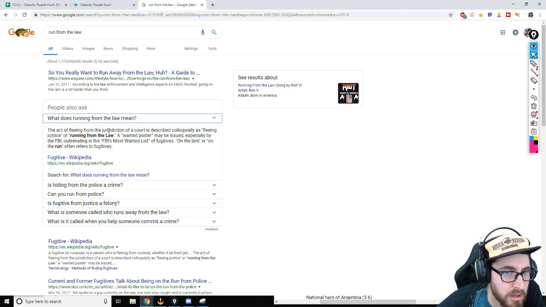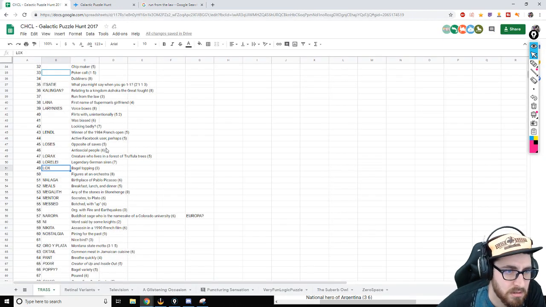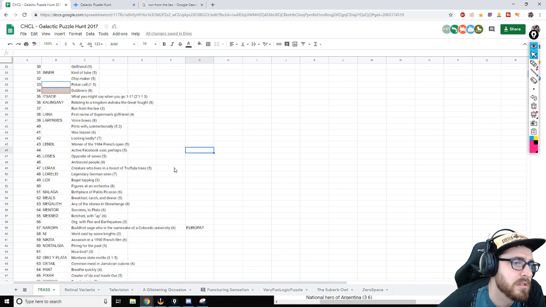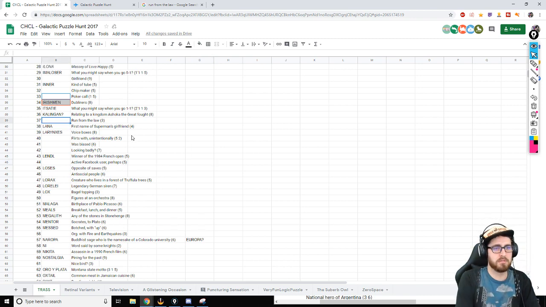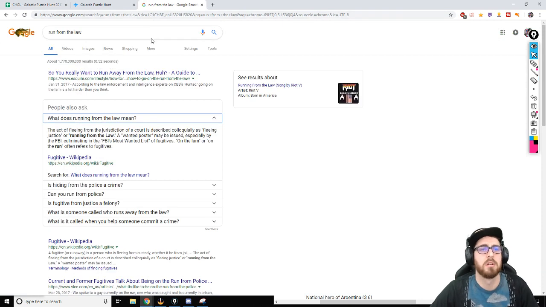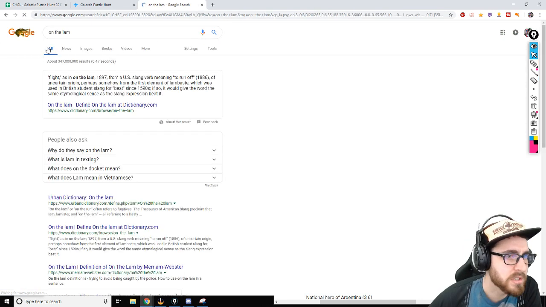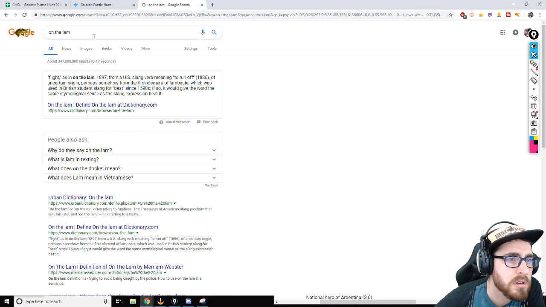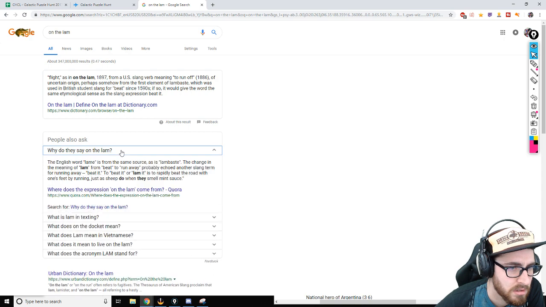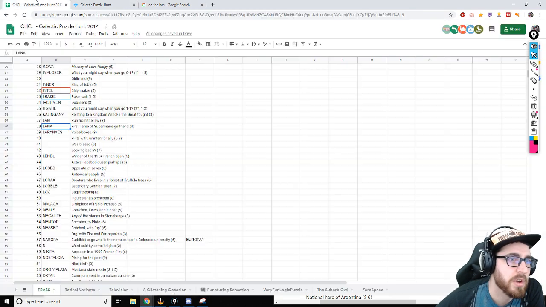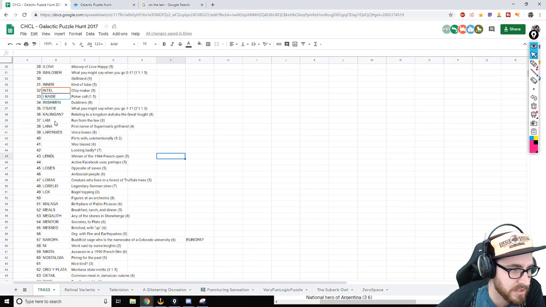On the run. On the lam? It's kind of a weird one, isn't it? Lamb works. Lamb actually fits. What does this mean? So I think that's lamb because it's perfect. It fits right there. I don't think there's another one.